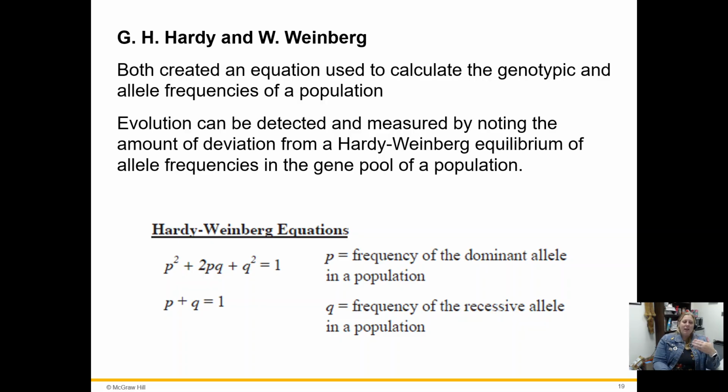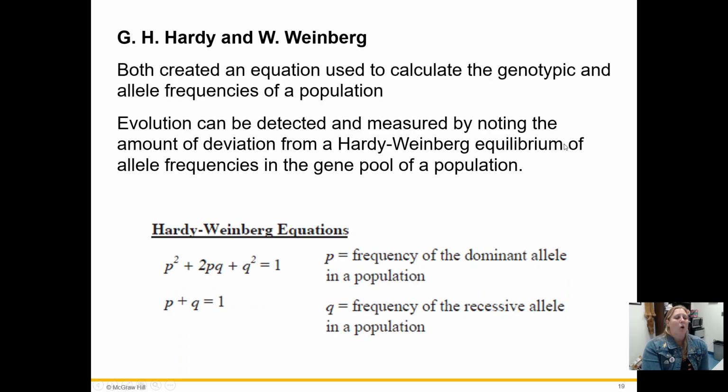And then if I look at those and I want to determine what the genotypic frequency is, I have to do P squared because that's my homozygous dominant individual, 2PQ because that's my heterozygous individual, and Q squared because that's my homozygous recessive individual. But if I do a Punnett square of heterozygotes, I actually get two heterozygous individuals. And so that's where we get P squared plus 2PQ plus Q squared equals 1.